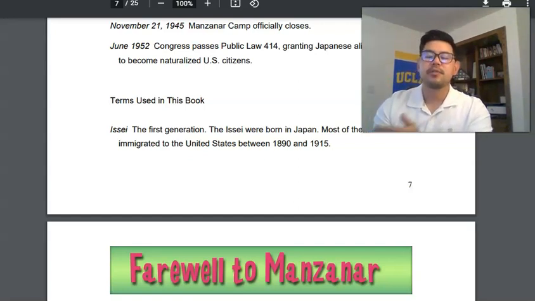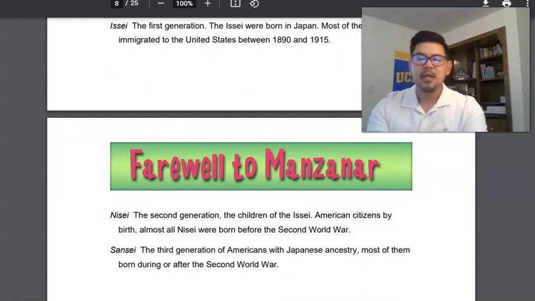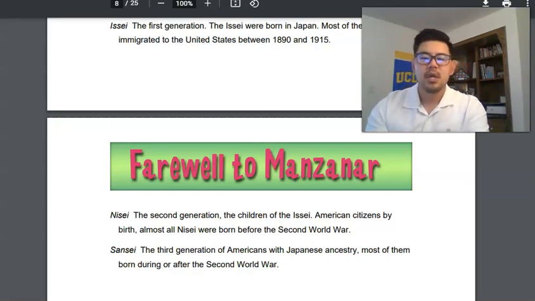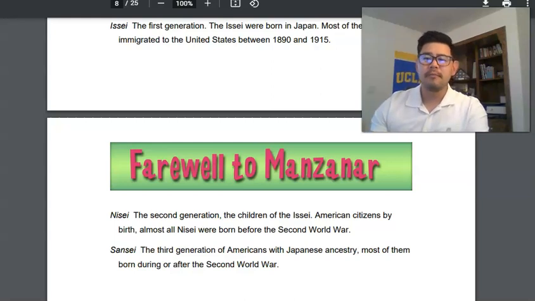Issei is the first generation, the first ones to come, in the late 1800s, early 1900s. Then you get the next few generations, Nisei and Sansei, the children and grandchildren of the first immigrants. Most of the people who went to Manzanar were Nisei and Sansei, and a few Issei who were getting very old. You have to realize that there were already three generations of Japanese people in America when this internment occurred. A lot of them felt more roots to America than to their homeland, Japan. Some of them couldn't even speak Japanese.